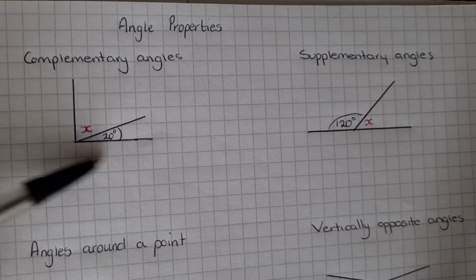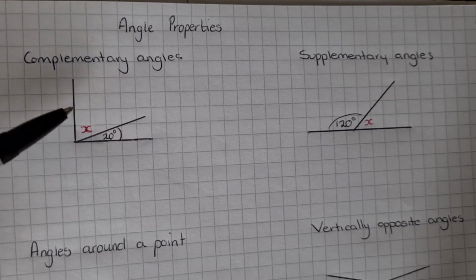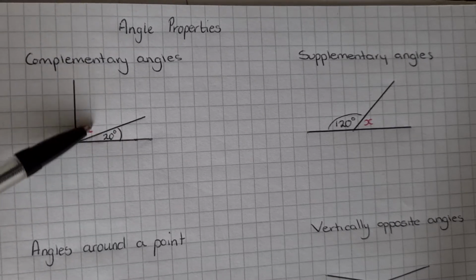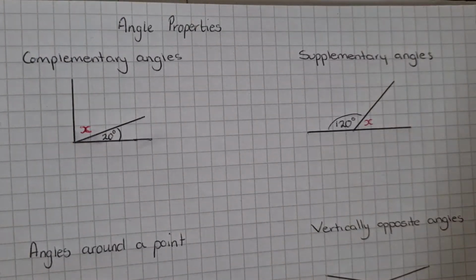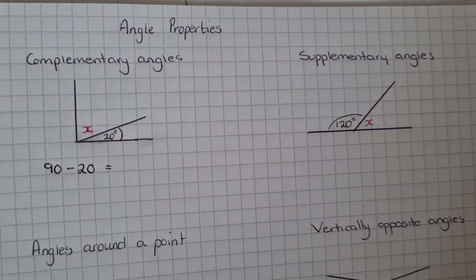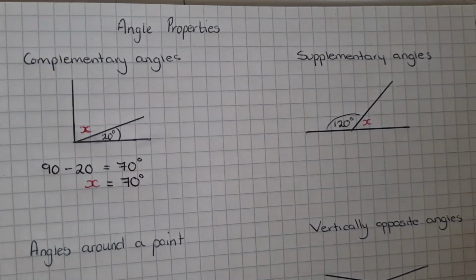So here we've got a right angle that's been split into two. This side is 20. We need to find out what the other side is. So in order to work these out, you just do 90, take away the known angle. So 90 take away 20, which is 70. So that missing angle is 70 degrees.